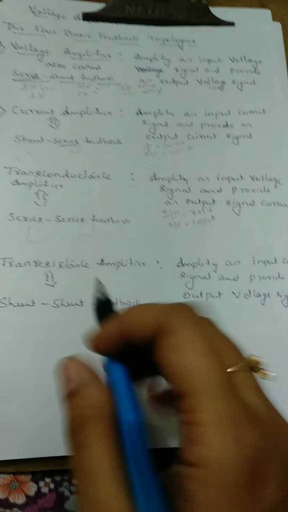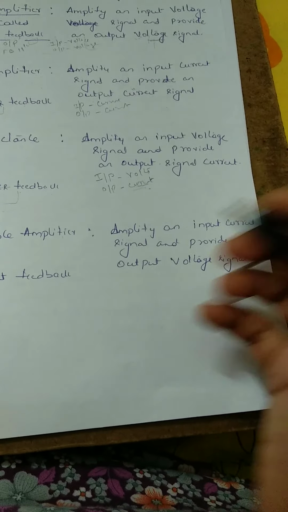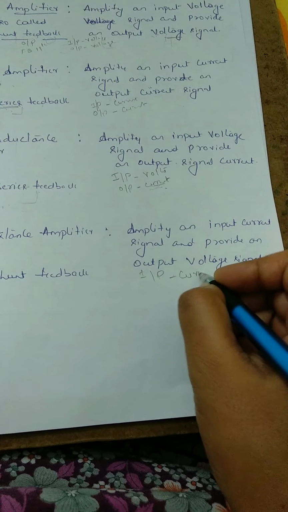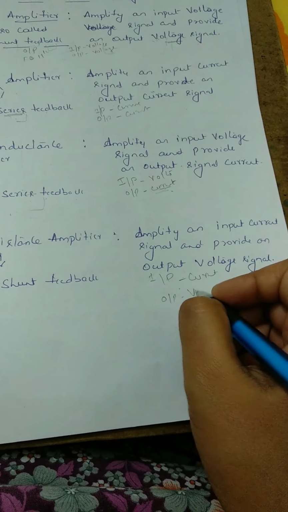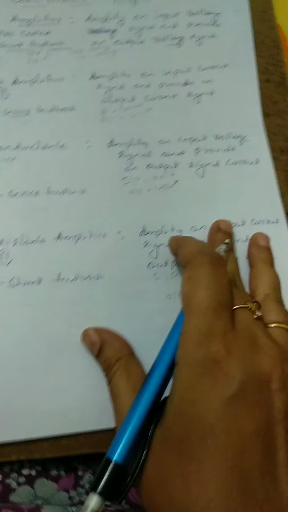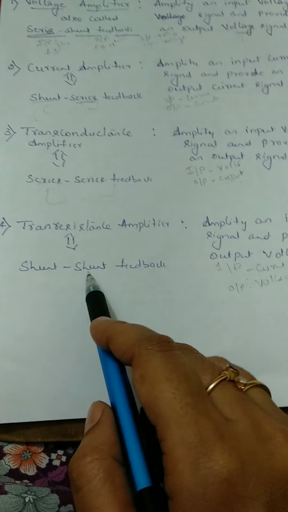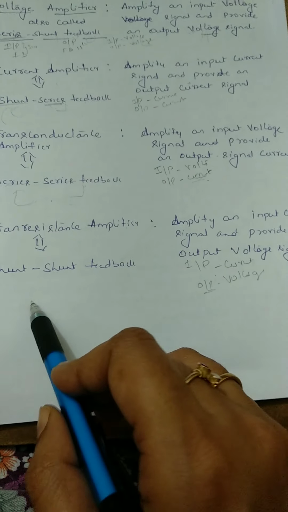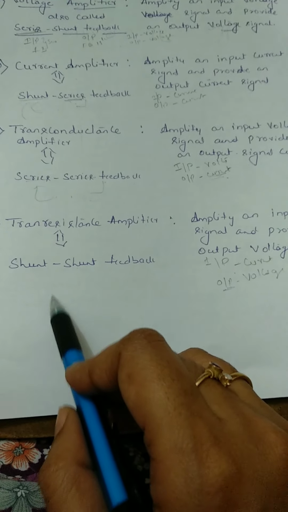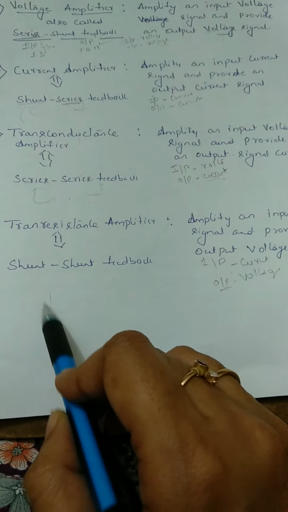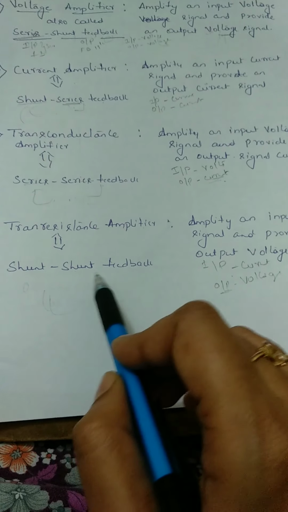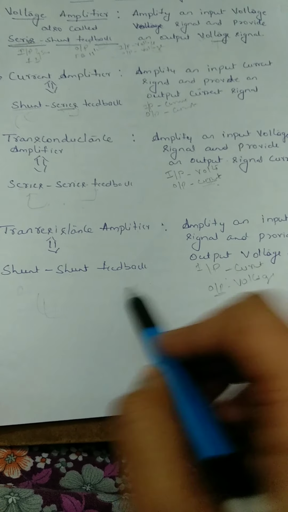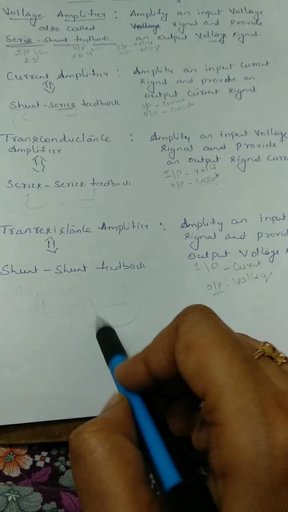So that is why it is called series feedback. Next is the transresistance amplifier. In this case, the input is current and the output is voltage. So it is called shunt feedback. Now, since the output is voltage, the feedback signal is also a voltage signal. So the feedback signal is connected in parallel to the input signal, and on the output side, the output signal is connected in parallel to the feedback network.